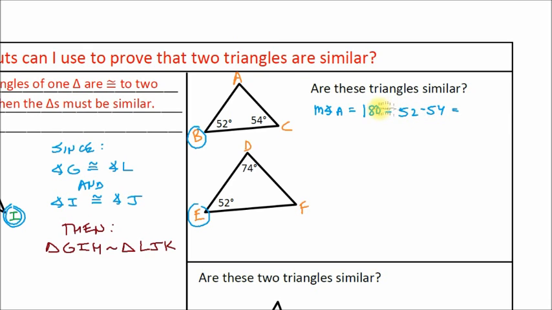Put that in your calculator. 180 minus 52 minus 54. You're going to get 74 degrees. And now look what happens, class. When we label this one as 74 degrees, now you see that angle A is congruent to angle D. So now we do have similarity.